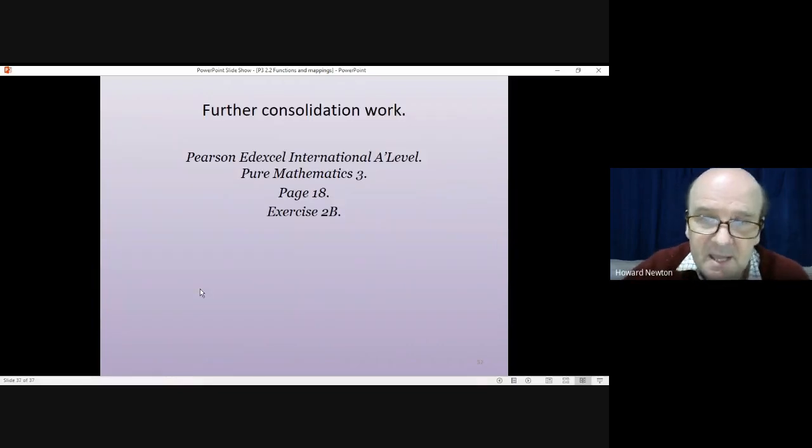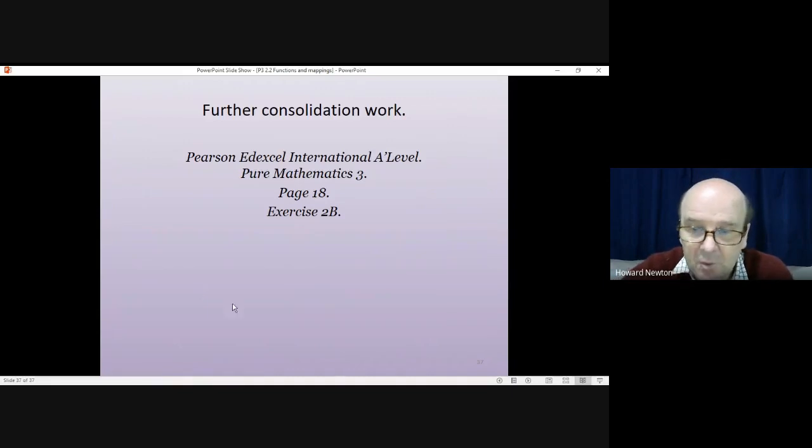Okay, that gets us to the end of this section. If you have the textbook, go to page 18, have a go at exercise 2b.